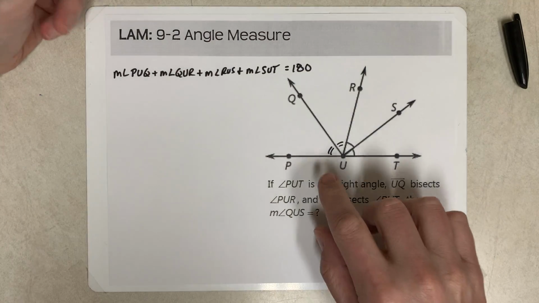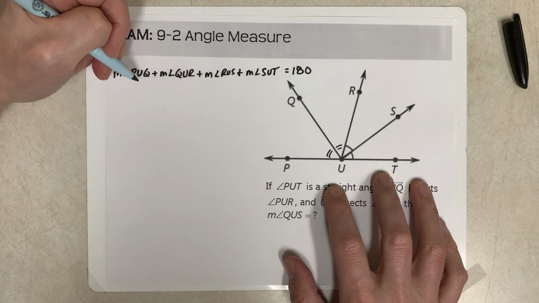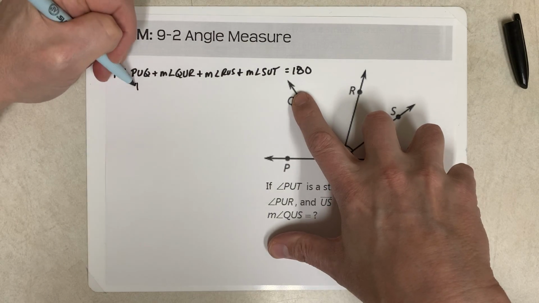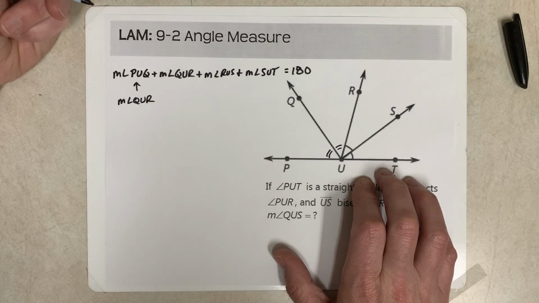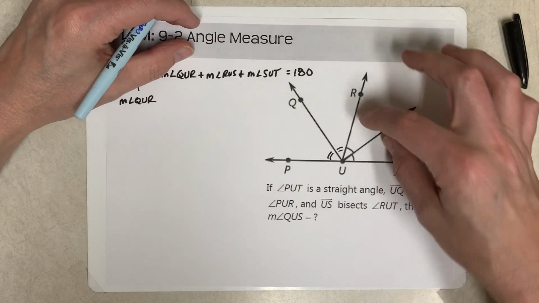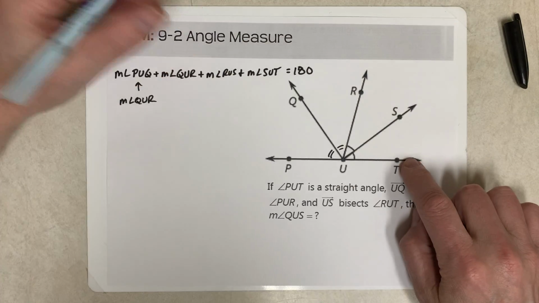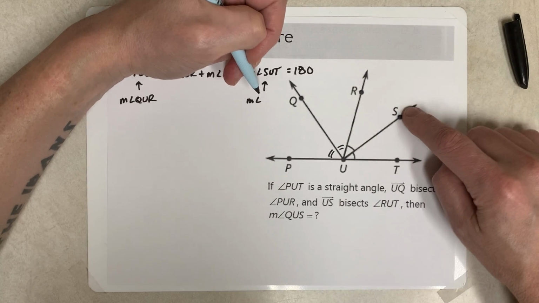But the cool thing is that PUQ and QUR are the same thing. So you can take the PUQ and substitute in a QUR instead because they're congruent. Same thing over here. For the RUS and SUT, those are congruent. So SUT, I can actually plug in a measure of angle RUS.